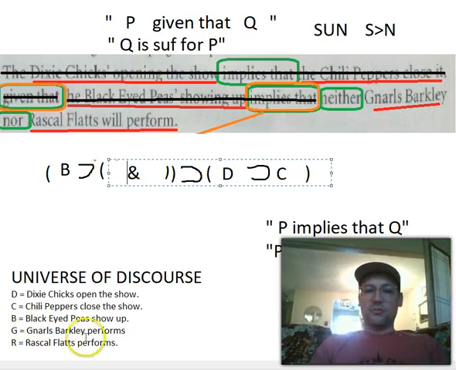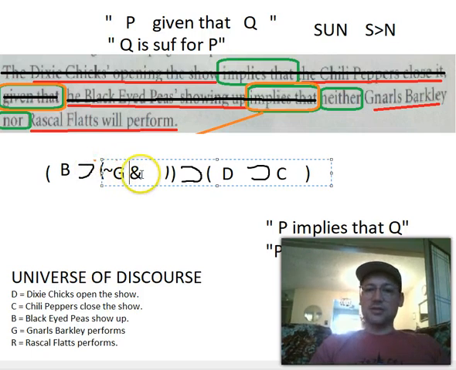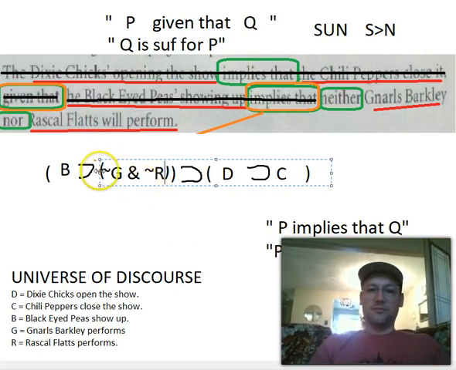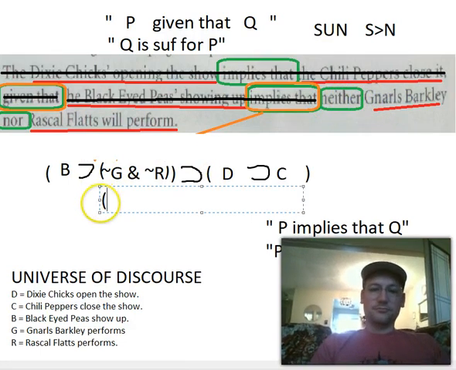Well, if Gnarls Barkley performs as G, then I'm going to have to put this on this side as not G. Right? Gnarls Barkley did not perform. And what else did I learn? Well, I learned Rascal Flatts isn't going to perform either. There we go. Okay. So that's how we captured this neither nor. Now you could have also done it this way. You could have had it as not G or R.